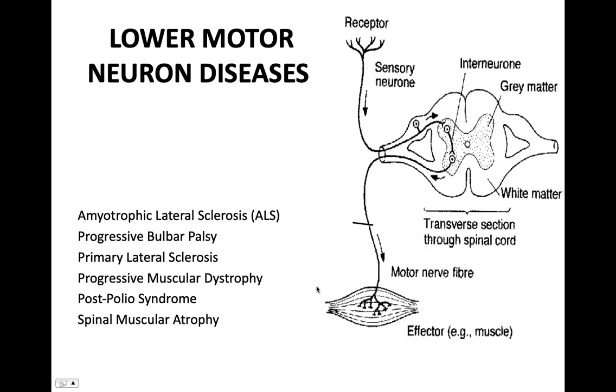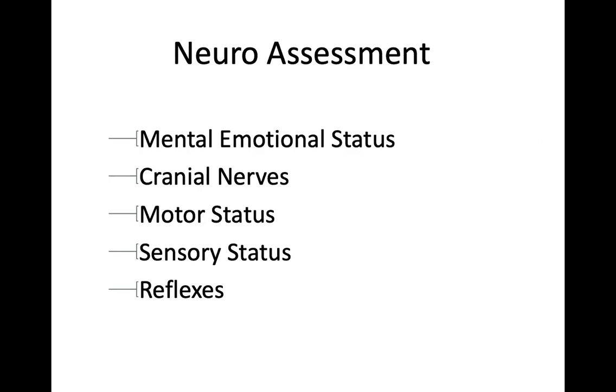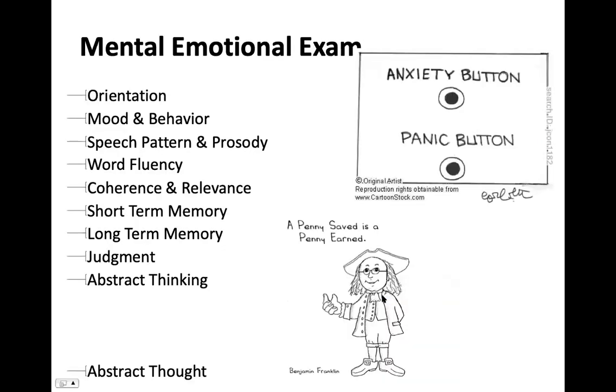And lower motor neuron diseases are amyotrophic lateral sclerosis, progressive bulbar palsy, primary lateral sclerosis, progressive muscular dystrophy, post-polio syndrome, and any other muscle atrophy syndromes, okay? All right. I'm telling you that because it differentiates your motor and sensory findings from whether it's a stroke or something from the central nervous system, or whether it's something from the peripheral nervous system.